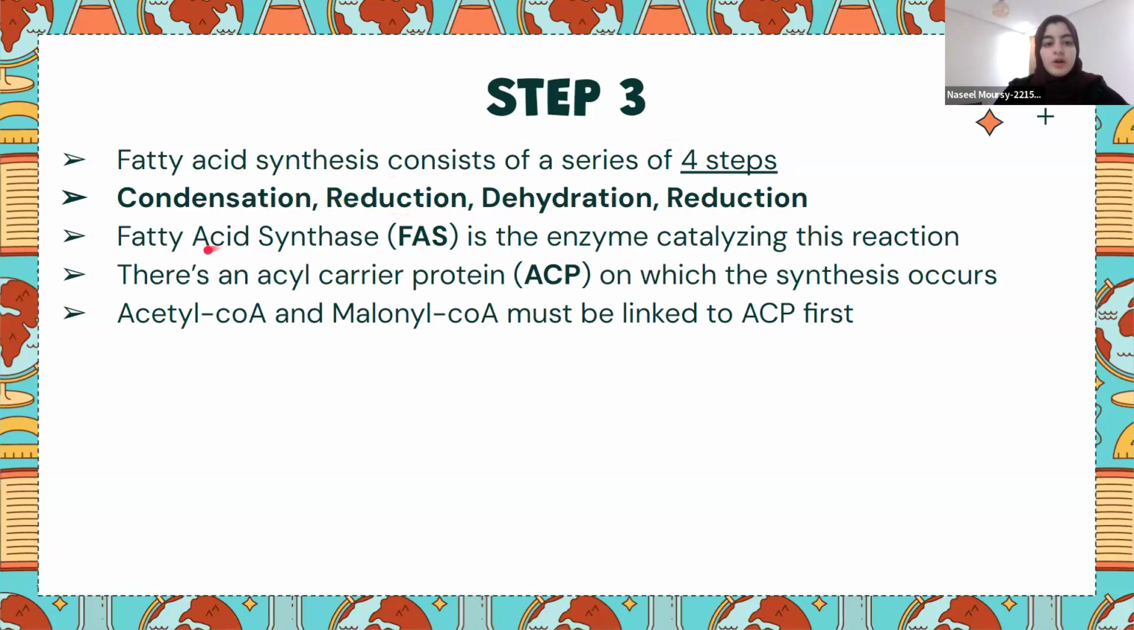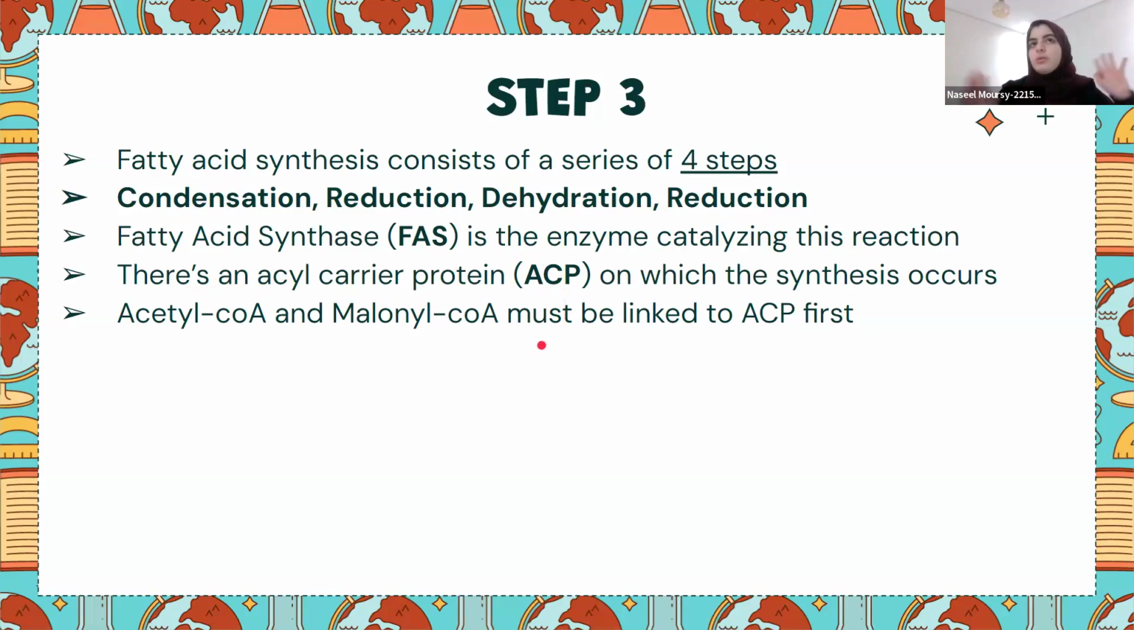Now, fatty acid synthase, this is the enzyme. This is the main enzyme in making the fatty acid chain, catalyzing this reaction. There's an acyl carrier protein, ACP, on this fatty acid synthase enzyme, on which the elongation of the fatty acid chain occurs. What do I mean by this? Fatty acid synthase itself has many things on it. It's not just a tiny enzyme, it's a big structure with many parts. ACP, or acyl carrier protein, is one of those parts on which the synthesis occurs. We'll see diagrams of this.